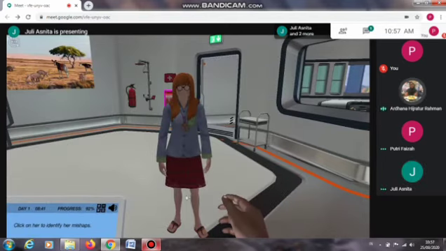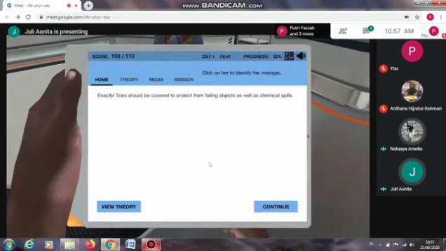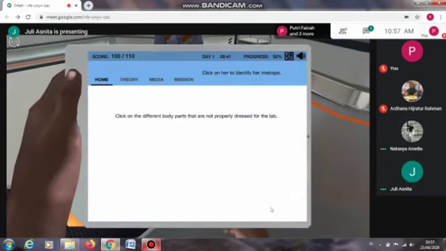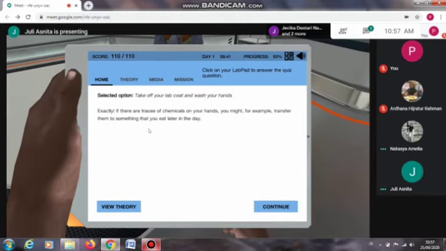Ya, lalu terakhir, sandal. Exactly. Tidak boleh memakai sandal di lab. Toes should be covered to protect from falling objects. Well done. You have proven that you know how to work in a lab. What do you have to do before leaving the lab to make sure you don't carry traces of chemicals outside? Option A. Exactly. If there are traces of chemicals on your hands, you might, for example, transfer them to something that you eat later in the day.